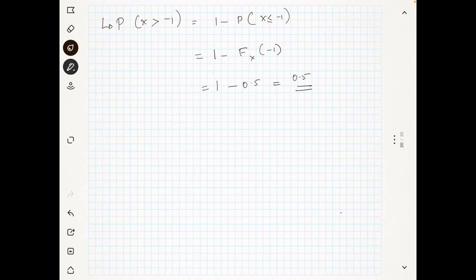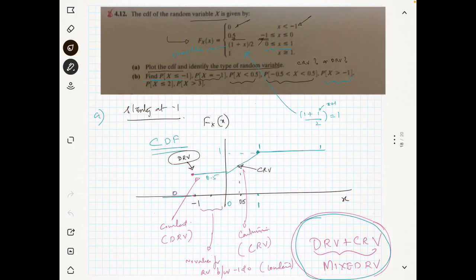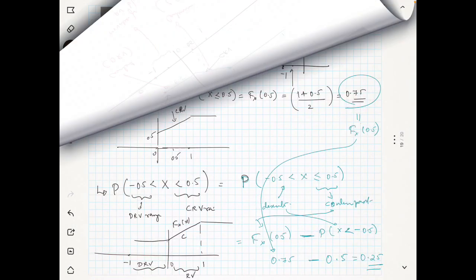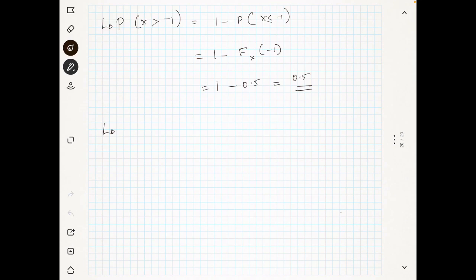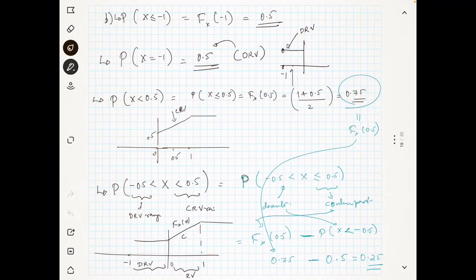Okay, that's it. The next part of the problem is to obtain the probability that x less than 2. The probability that x less than or equal to 2 is nothing but fx of 2. Fx of 2 is always 1, you can see it from the graph.